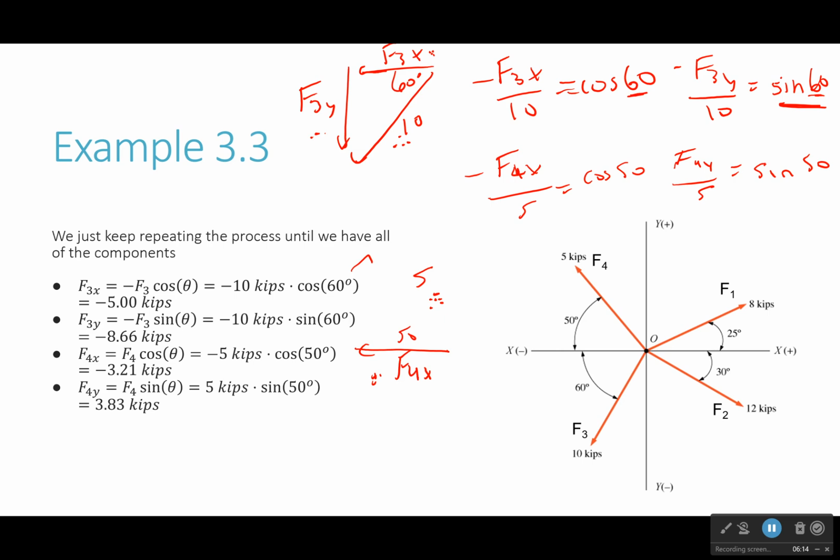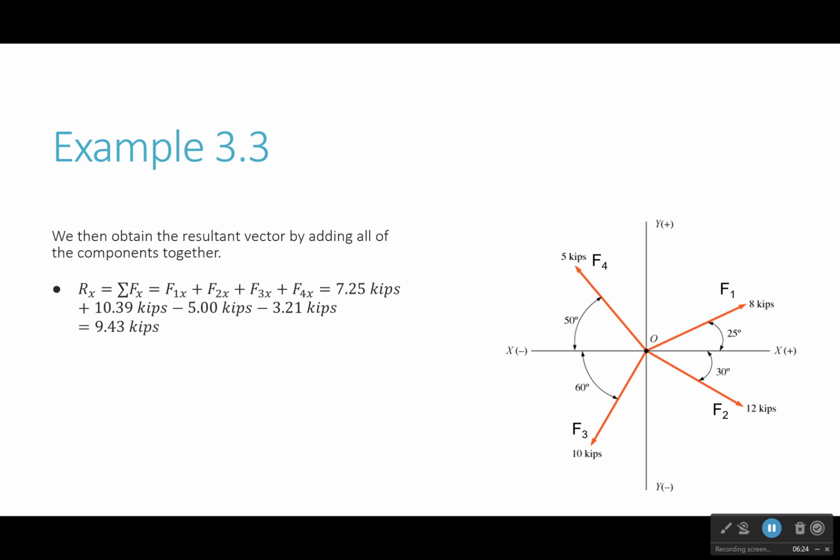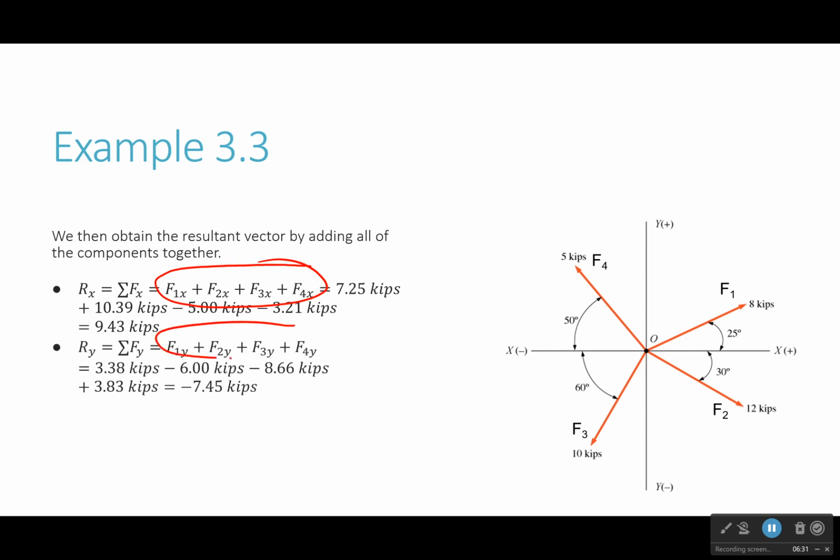So we got all the steps right so far. We have it all in components, all the x components and all the y components, and we need to add them together to get our resultant. So let's go ahead and do that. I won't bother writing it out. I'm just adding together all of the x components, and I add together all the y components to get my overall vector, which looks something like this. So I have 9.43 in one direction, and I have negative 7.45 in the other.